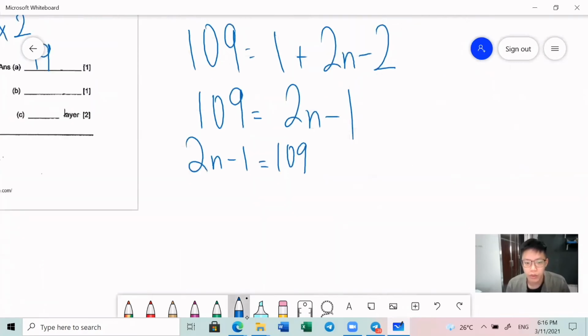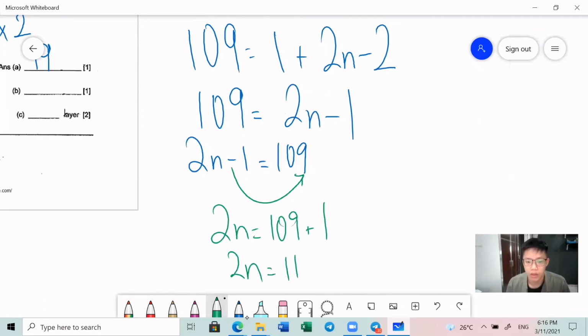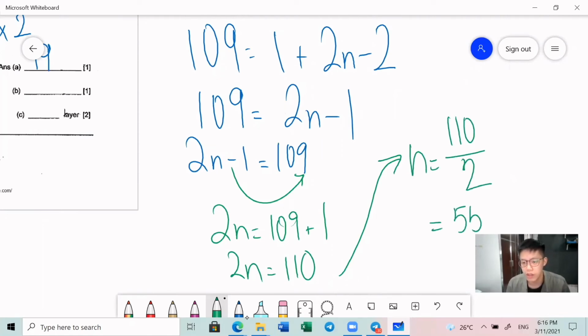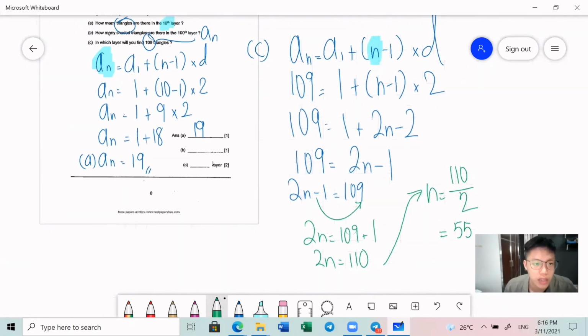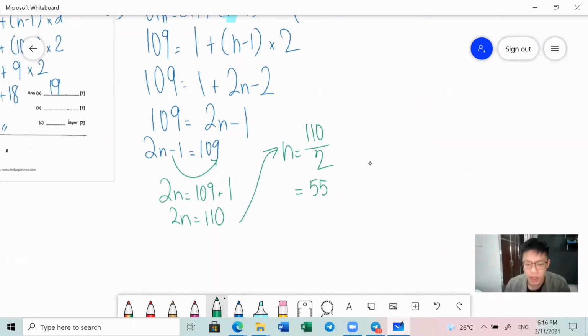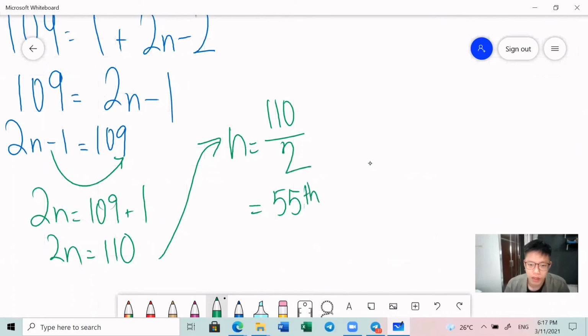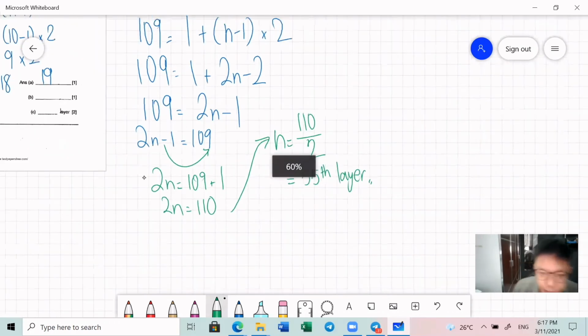And then we continue. We want to put the same family together. So minus 1, I bring it over. So 2n equals 109 plus 1. So 2n equals 110. And what is n? n equals 110 divided by 2, which equals 55. Okay, so 55 what? 55, as you can see over here, the 55th layer. The 55th layer. So that's your answer for C.